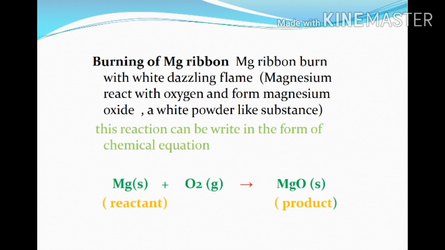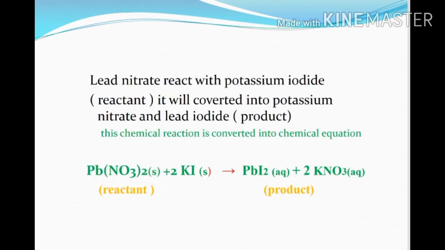Why do we call it a product? We named it product because this chemical is formed after the reaction of magnesium and oxygen. It comes as a result. That's why it is given the name product. Clear? Now, come to the second activity, the reaction of lead nitrate with potassium iodide.